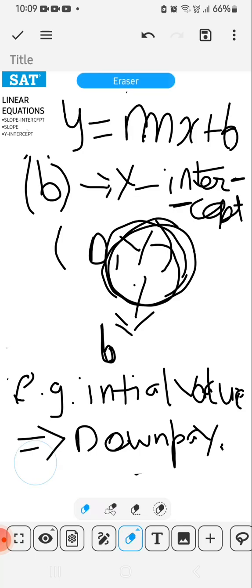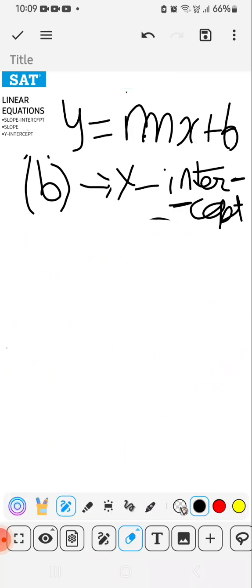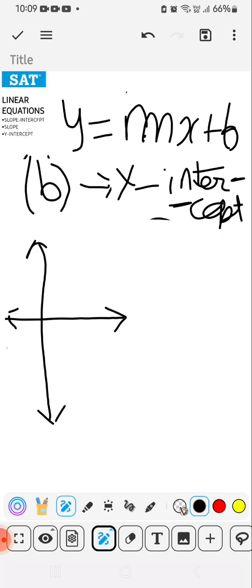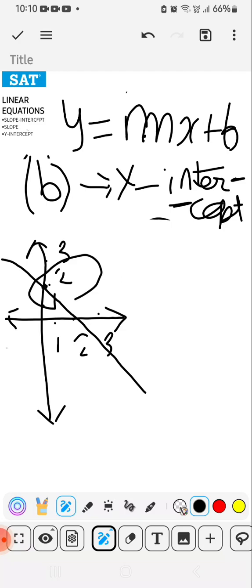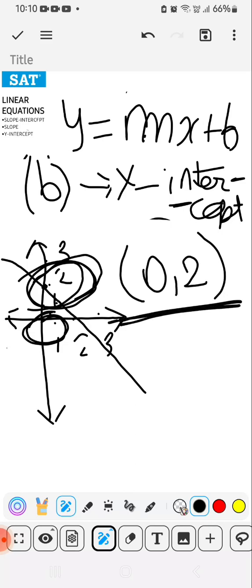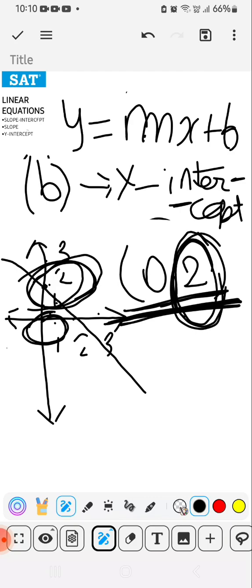Now let me give you an example of y-intercept. Sorry, let me take the 2 point here, it would be easy. So what would be the y-intercept? When the graph touches the y-axis, here the graph touches the y-axis at the point 2, and the x-coordinate is 0. So the y-intercept would be (0, 2). This would be your y-intercept. So the value of y-intercept would be 2.